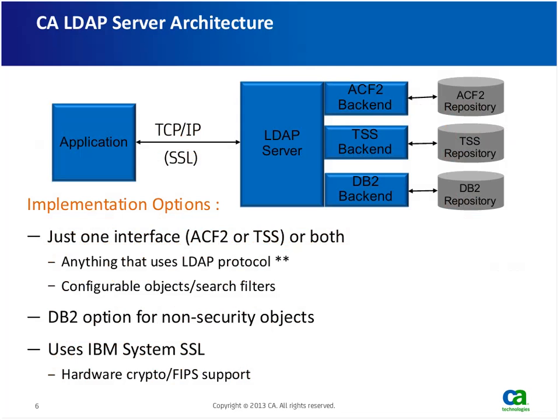So on one of the other slides, I said that, using ACF2 and Top Secret, you can't just store anything, right? It's security data only. Well, with the DB2 backend, it gives you the option to store non-security objects. So we have a couple of customers that use this, and as part of that, they've defined their own DIT, their own directory tree, and the objects and attributes that they're made up of, they get stored in that repository. So using LDAP, they can intermix data from the DB2 as well as ACF2 or Top Secret databases and expose that to their application.